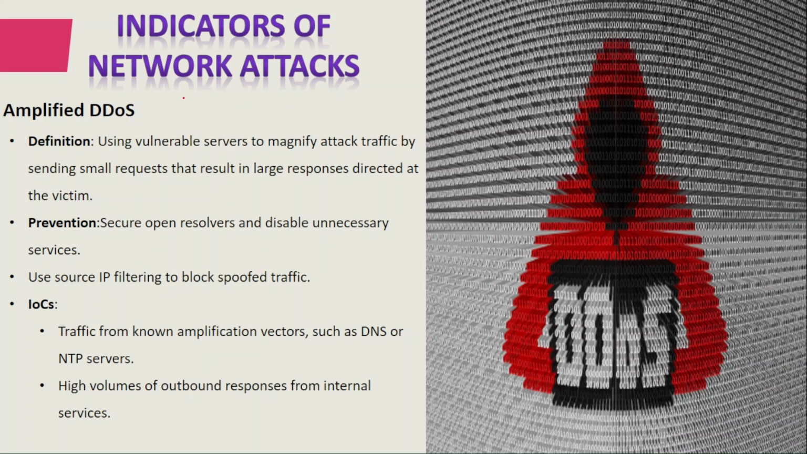So there are multiple types of the DDoS attack. One is the amplified DDoS. So it is using vulnerable servers to magnify attack traffic by sending small requests that result in large responses directed at the victim. Prevention includes secure open resolvers and disable unnecessary services, and use source IP filtering to block spoofed traffic. Indicators of compromise include traffic from unknown amplification vectors such as a DNS or NTP server, and high volume of outbound responses from internal services.